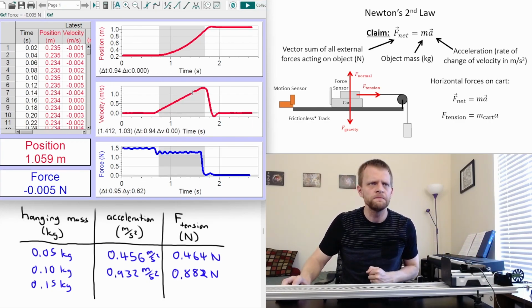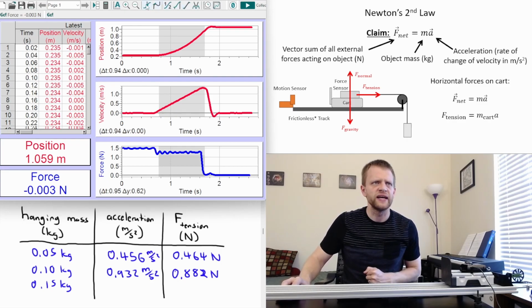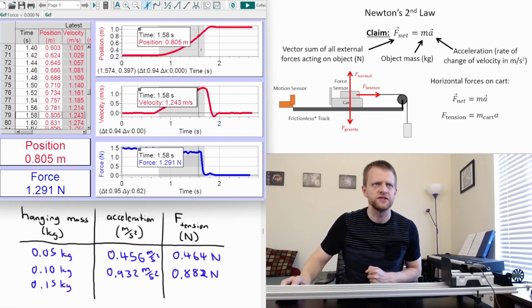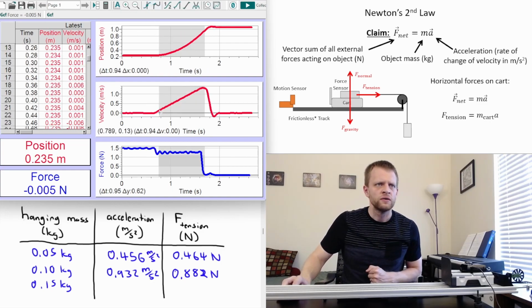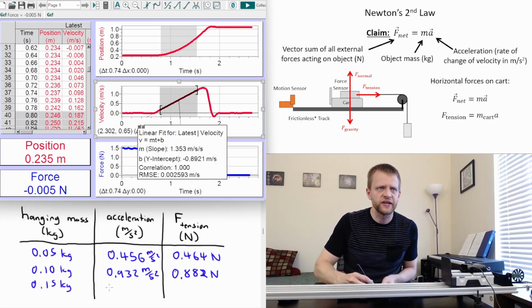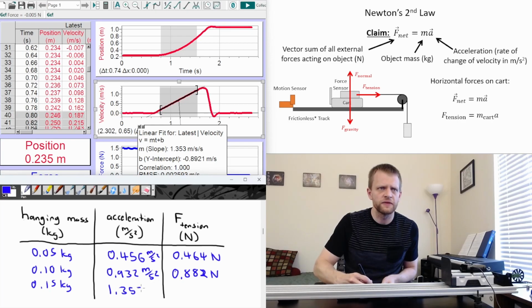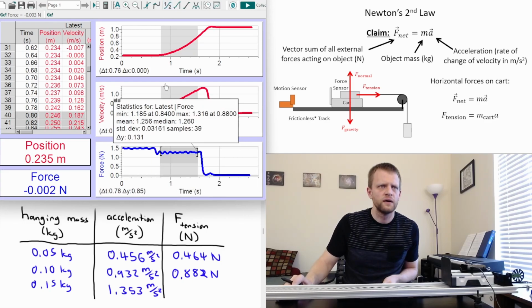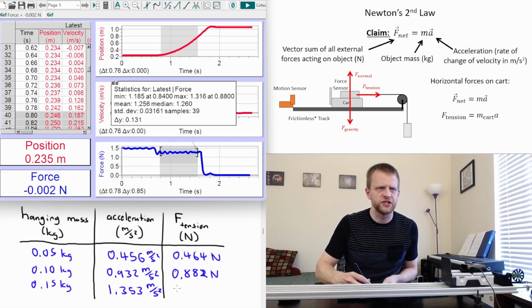We'll scale our graphs again. Same kind of thing. Once again, we can look at the individual data points. Go through there and highlight whatever data, going from some initial state, probably somewhere over here, to some final state over here. We can grab that data. Or we can use the computer to quickly calculate this slope. So our acceleration in this case was 1.353 meters per second squared. And our force, if we highlight that section of data, is 1.256 newtons.